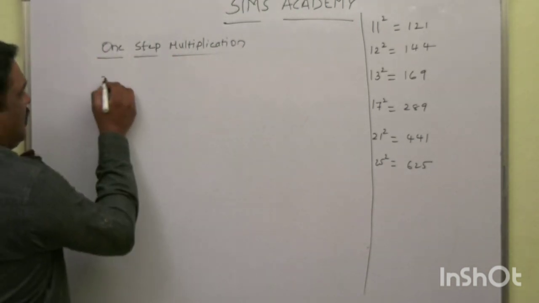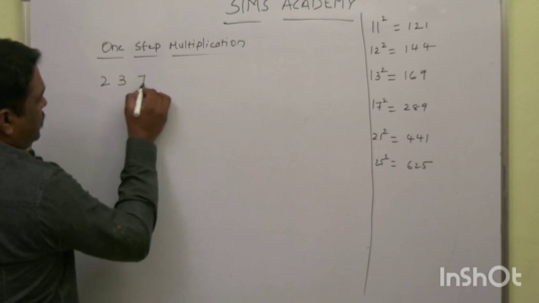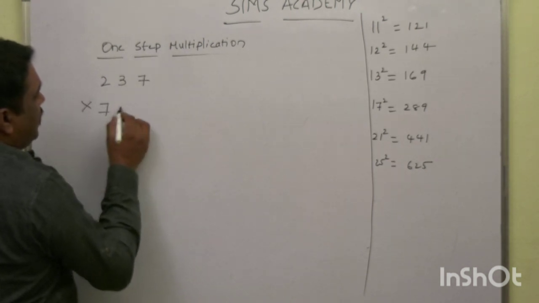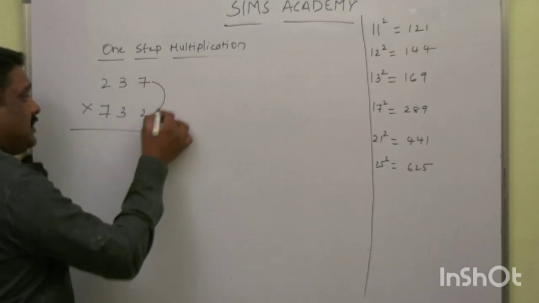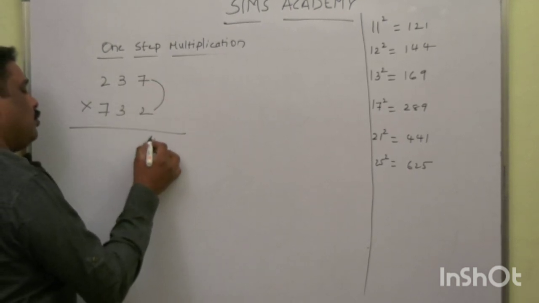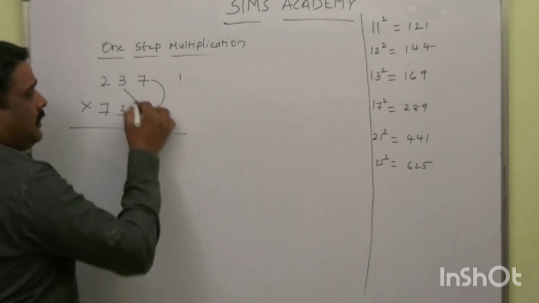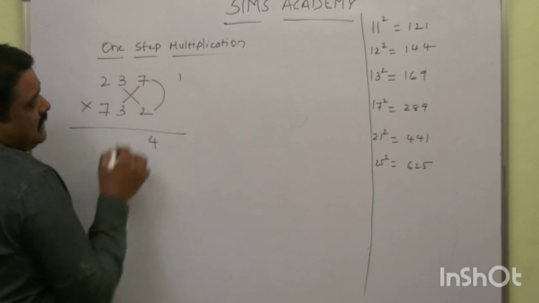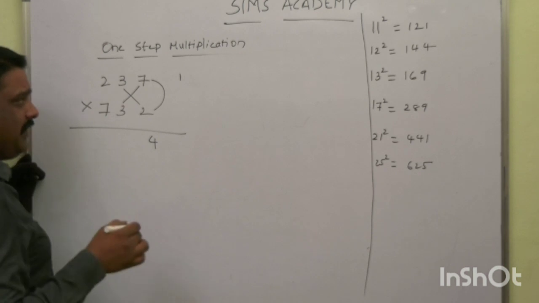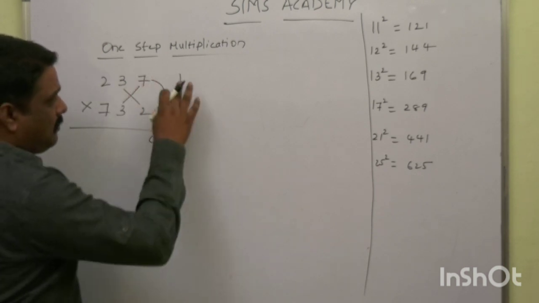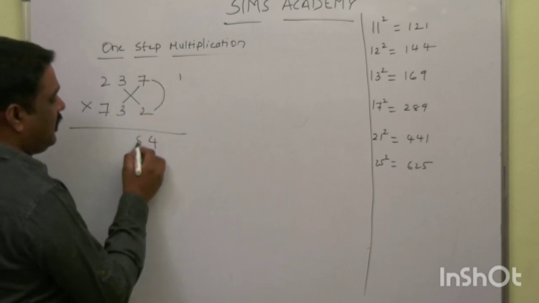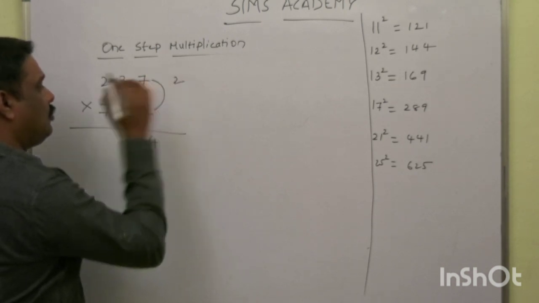Let us go on with 237 into 732. Randomly I am taking. First 7 into 2, 14, 1. Crisscross, 3 into 2 is 6, 7 into 3 is 21, 21 plus 6, 27, 7 plus 1, 28, 2.